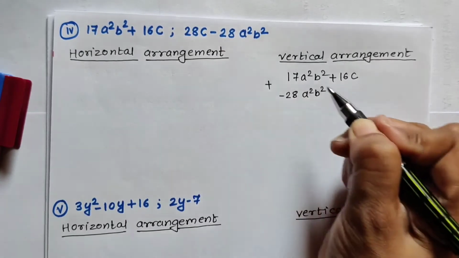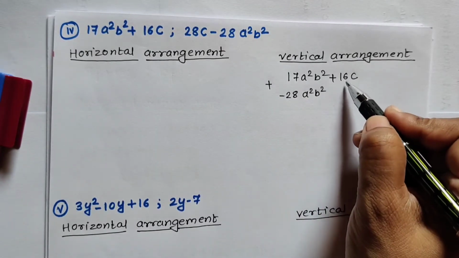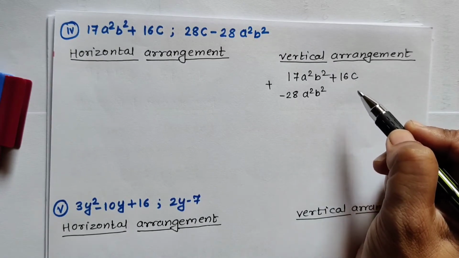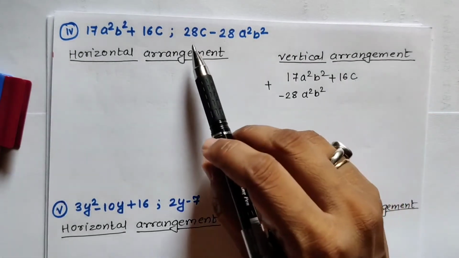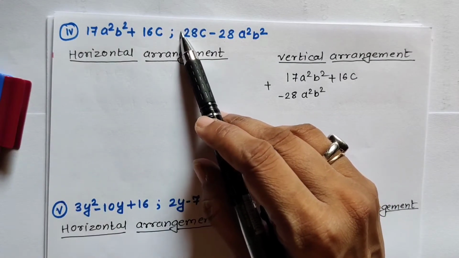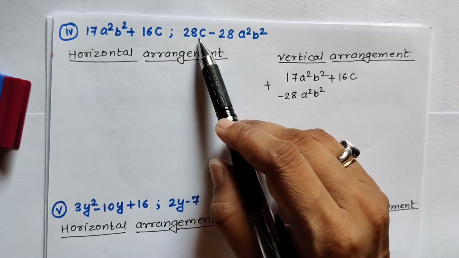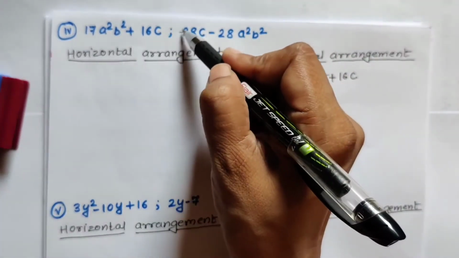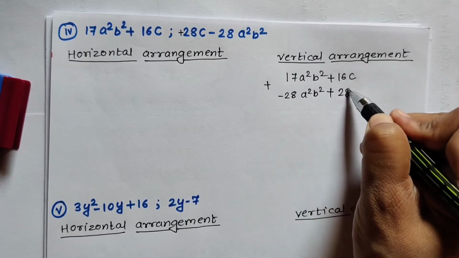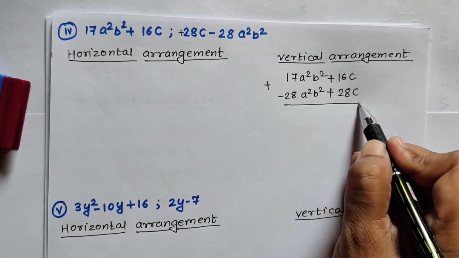We have to do addition of these two. And then below 16c we have to write the term of c. Same terms, like terms we write below each other. So this is 28c. What is the sign of 28? Nothing is there means always plus is there. So it is plus 28. Okay, when there is no sign means always plus sign is there. So it is plus 28c. Be careful while writing the terms.